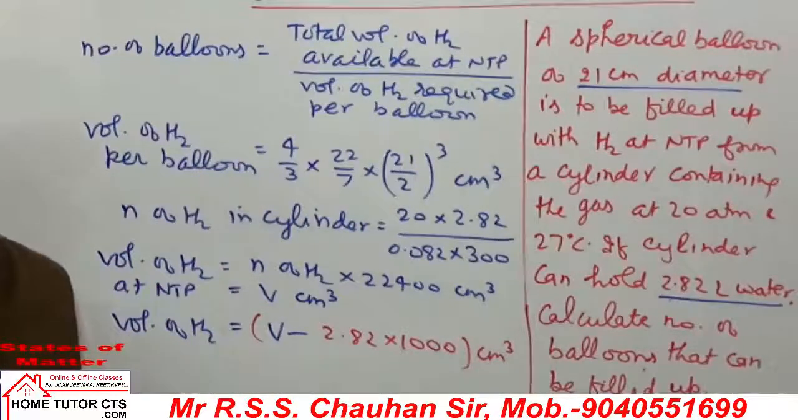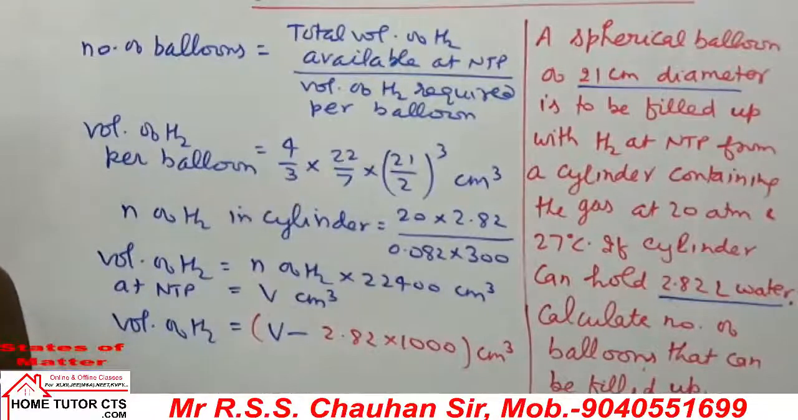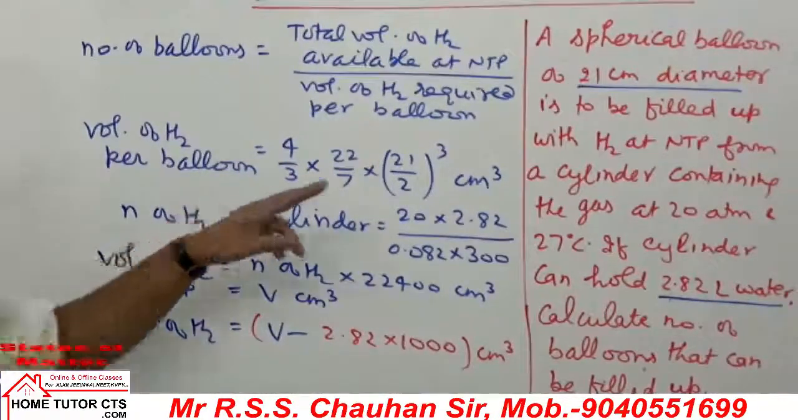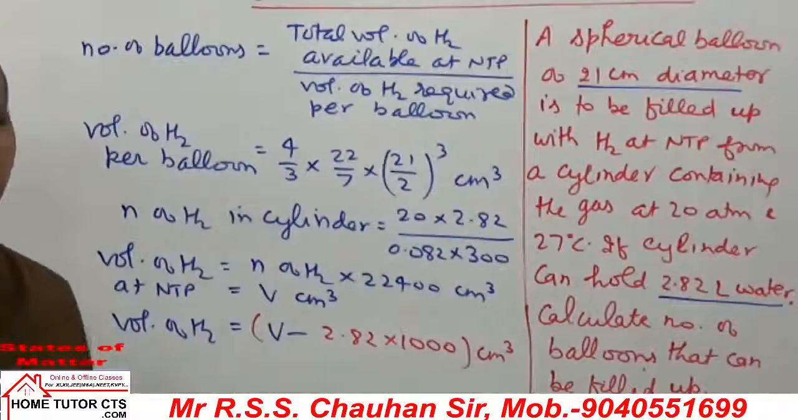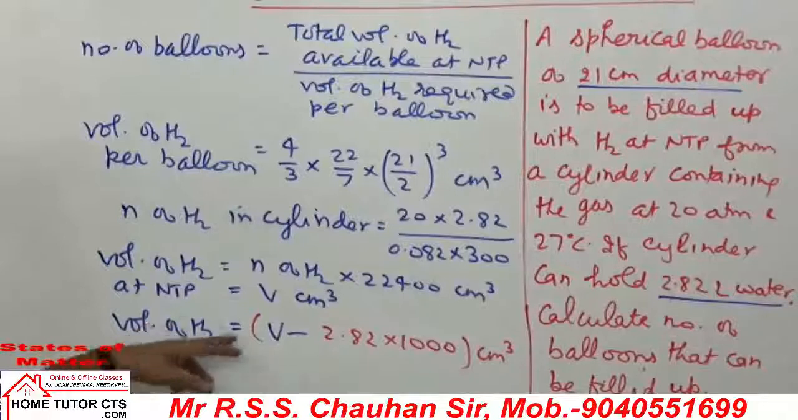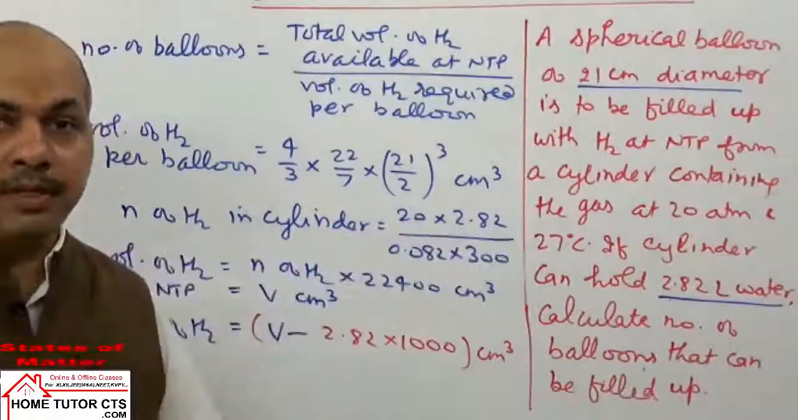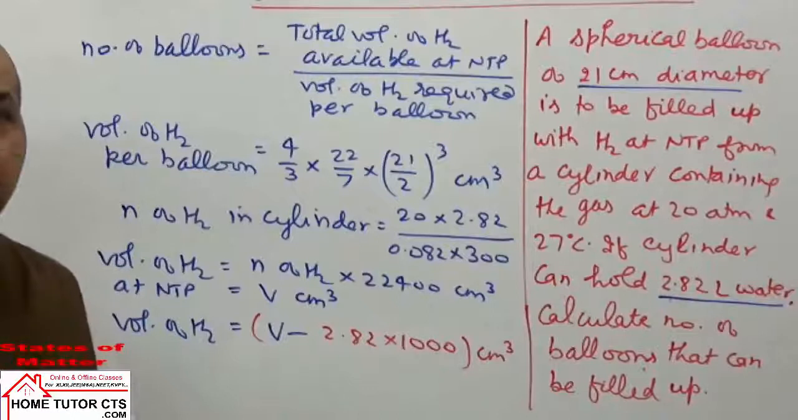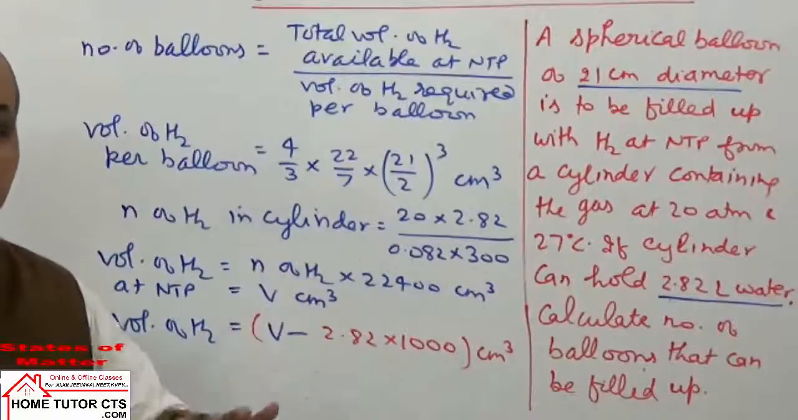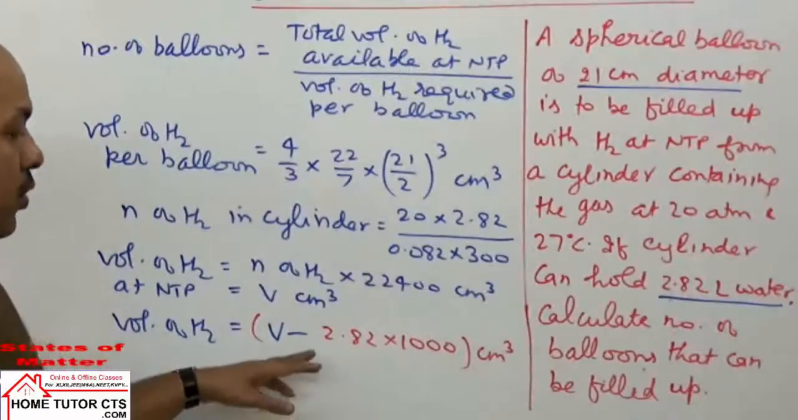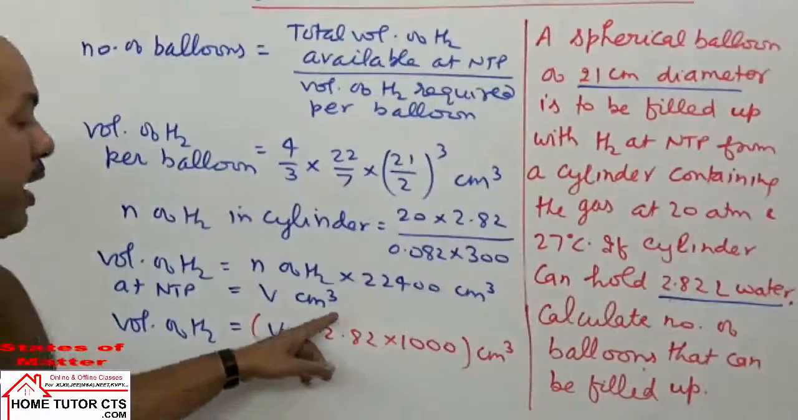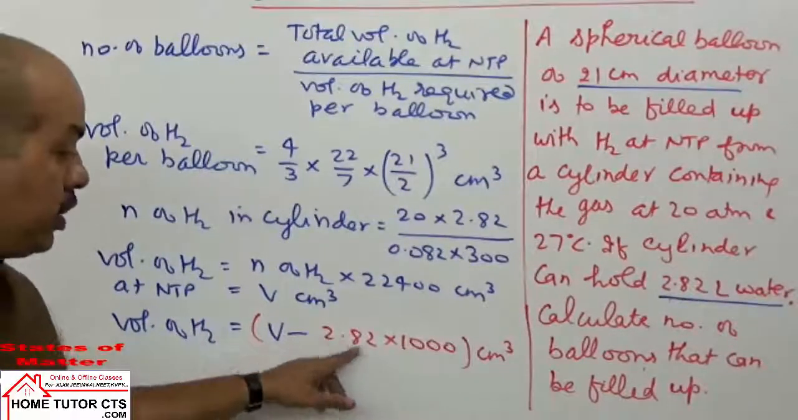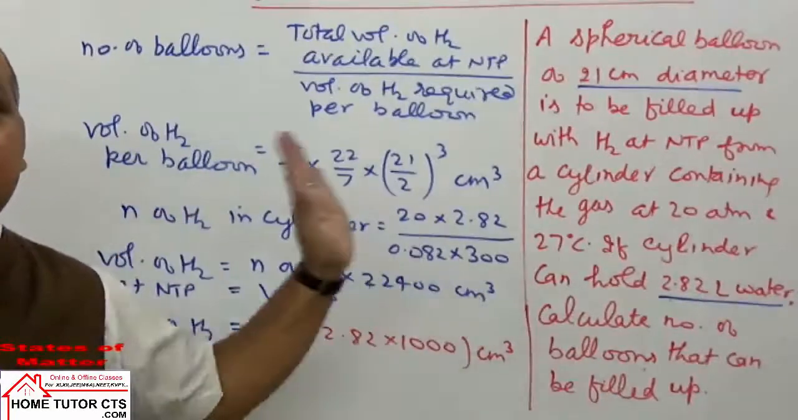देखिए होता क्या है, the hydrogen is coming out as long as we have pressure difference. At NTP we have how much pressure, 1 atmosphere, whereas in this cylinder we have pressure 20 atmosphere. So hydrogen will keep on coming from cylinder till we have difference of pressure. The moment pressure in the cylinder becomes 1 atmosphere, no more hydrogen will be coming out. That means the volume of hydrogen equal to 2.82 liters will remain in the cylinder.